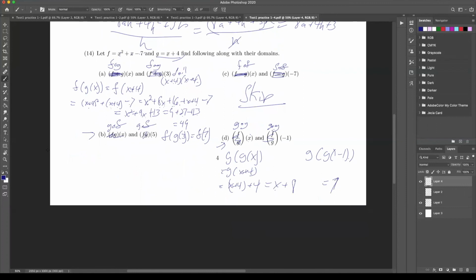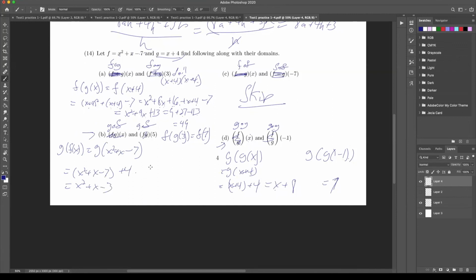All right, let's do g of f of x. Well, f of x is x squared plus x minus 7. So that's what f of x is. Everywhere I see an x, now I'm going to plug it into g. So I'll have x squared plus x minus 7 plus 4. And then I can just simplify that to be x squared plus x minus 3.